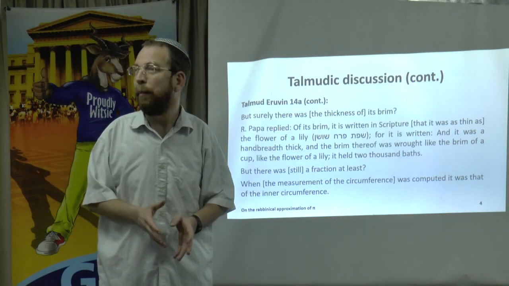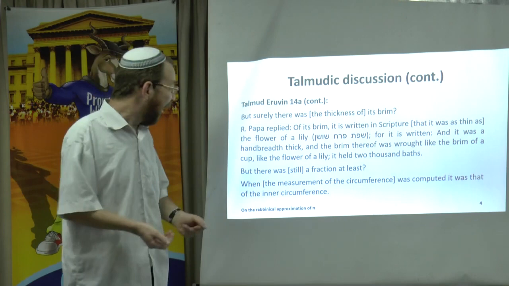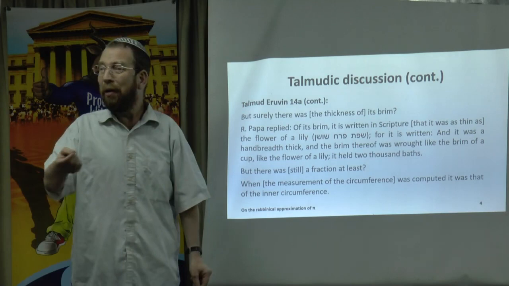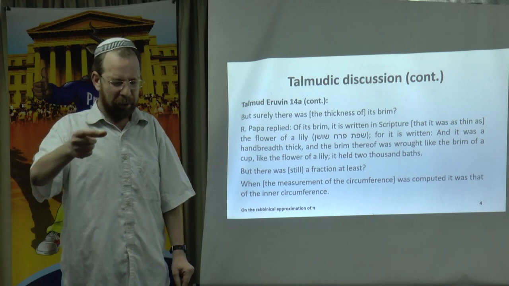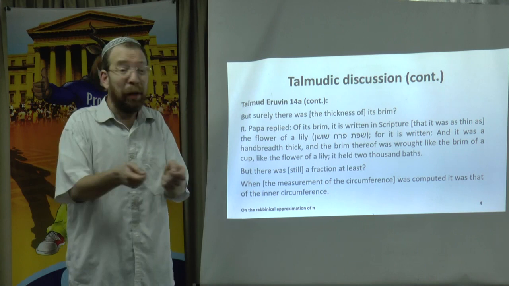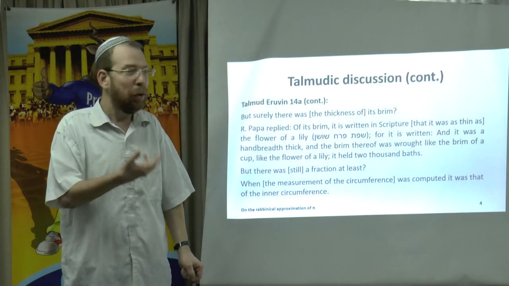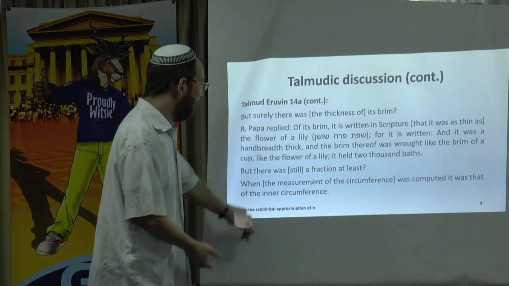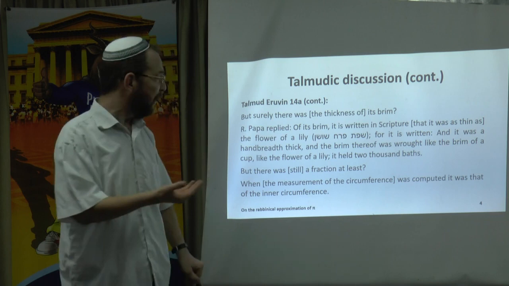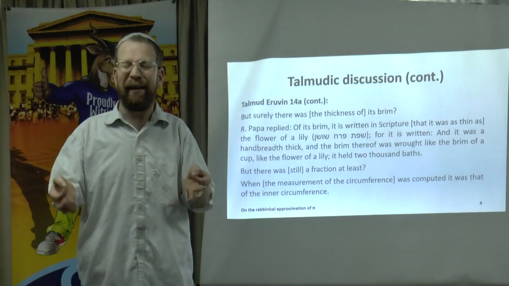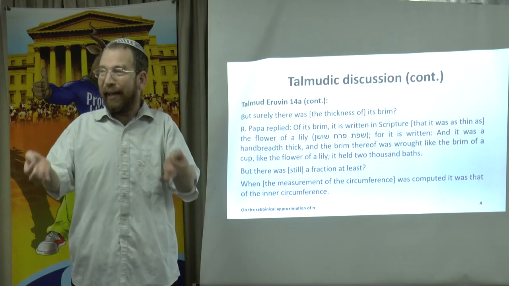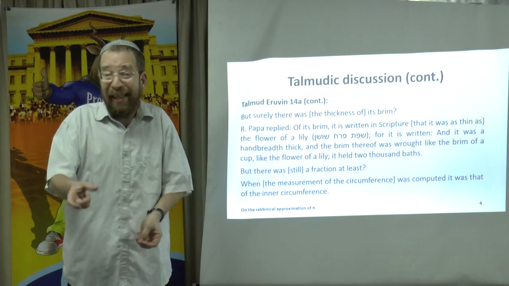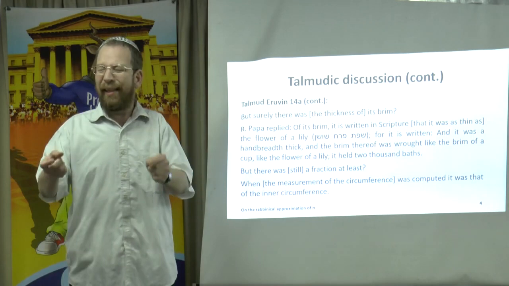The Talmud continues to ask: even though the brim is thin, it still has some width, and maybe the computation is not correct, and this is the reason that we get three and not pi. Then the Gemara concludes that when the circumference was measured, it was the inner circumference. This means that we measure both things from the inside, the diameter and the circumference, and therefore the ratio is exactly three, and we learn from this that the rule is a ratio of 3 between diameter and circumference.